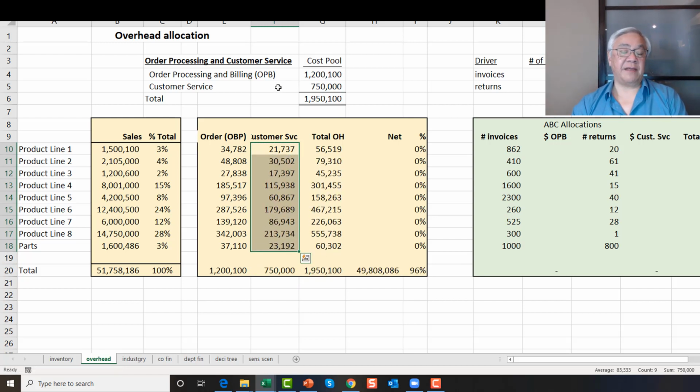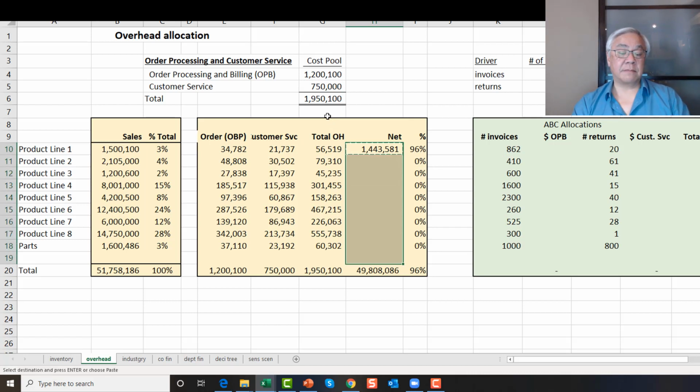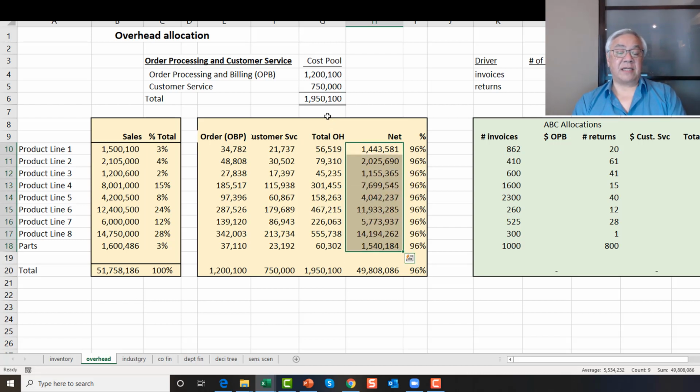And we've allocated $750. So now we have the total overhead charged to product line 1 of 34 plus 21, which is 56. So the net is the sales minus the cost so far anyway. And we can copy that. That represents the amount of money, net of these two overhead departments, of how much we got. And no surprise, the margin or the percentage that remains is the same, 96%.